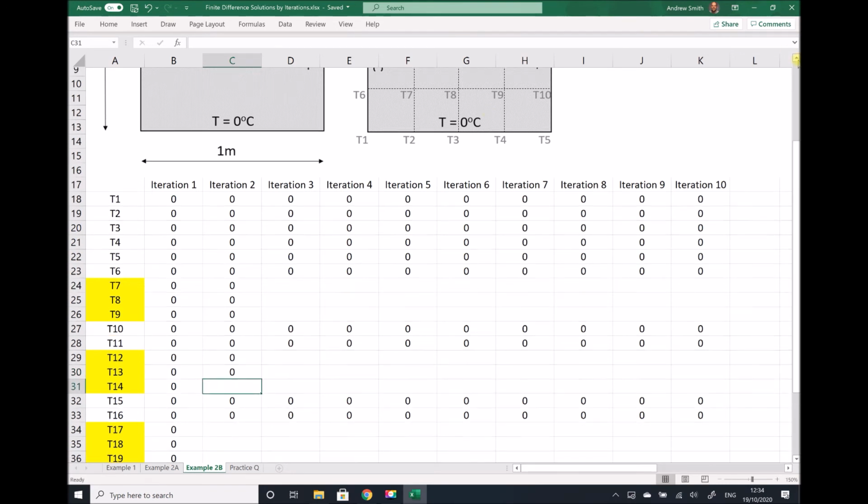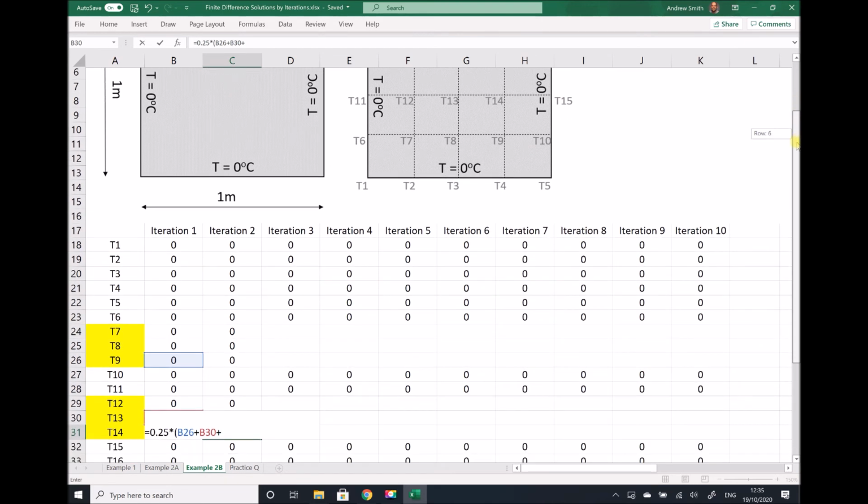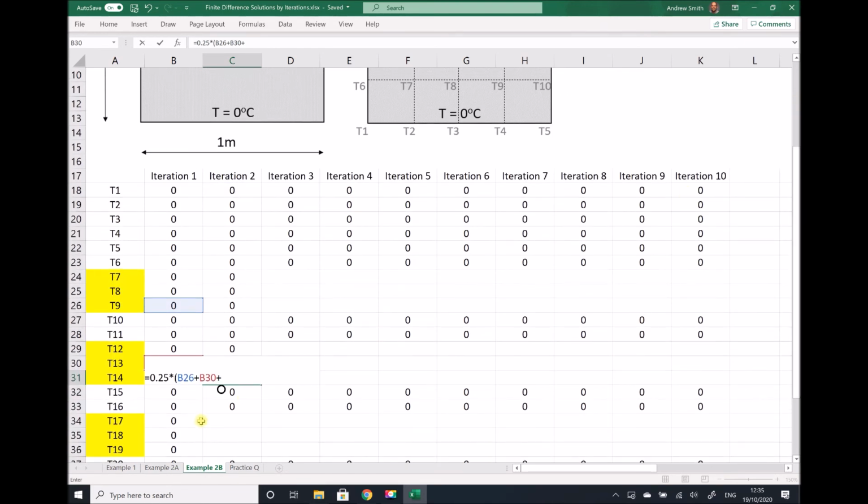And next we move to T14. And the cells surrounding T14 are T9, so we click on T9, T13. Then we have a fixed boundary of 0 at T15, so we'll leave T15 off. And finally T19.